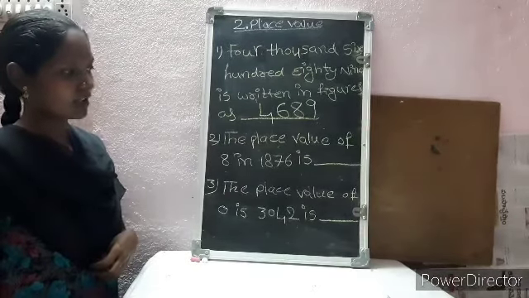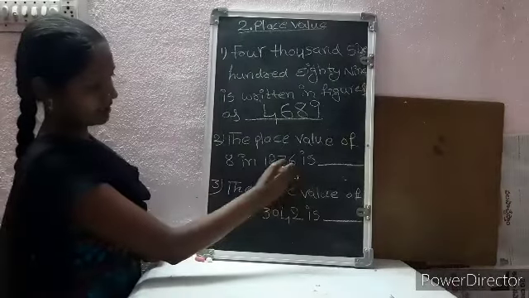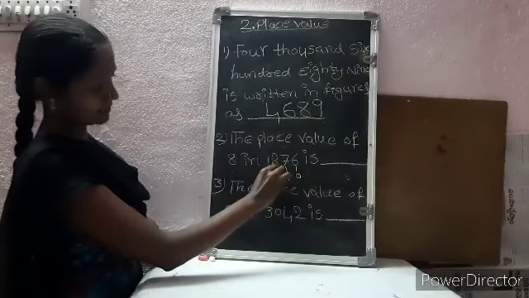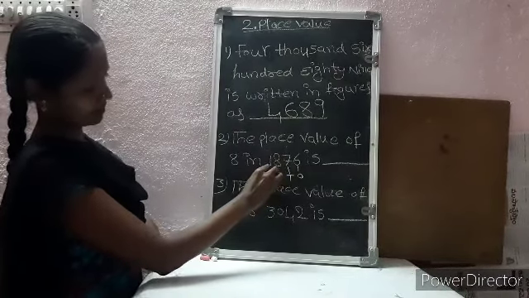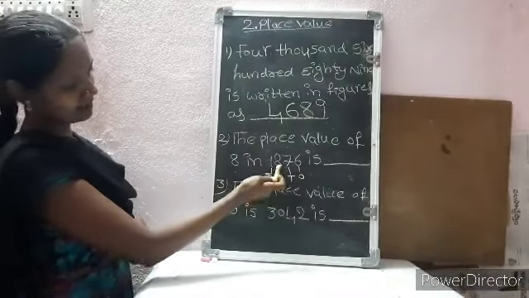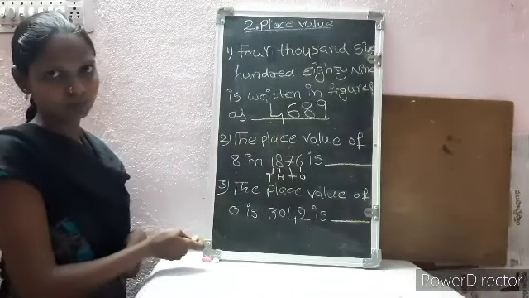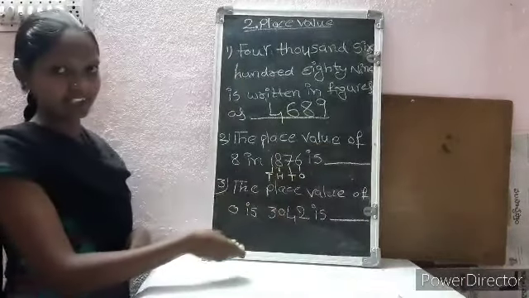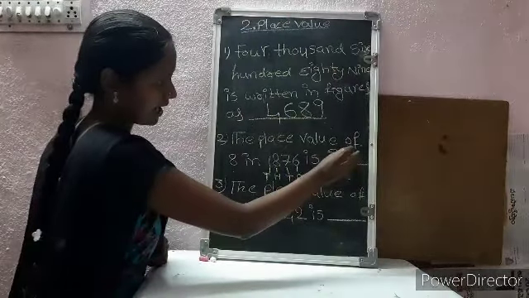Now we apply the place values here. 1's place here, 10's place here, 100 place here, 1000 place. So where is the 8? 8 is in 100's place. So, what is the place value? I am asking about the place value, not place. The place value is 800.